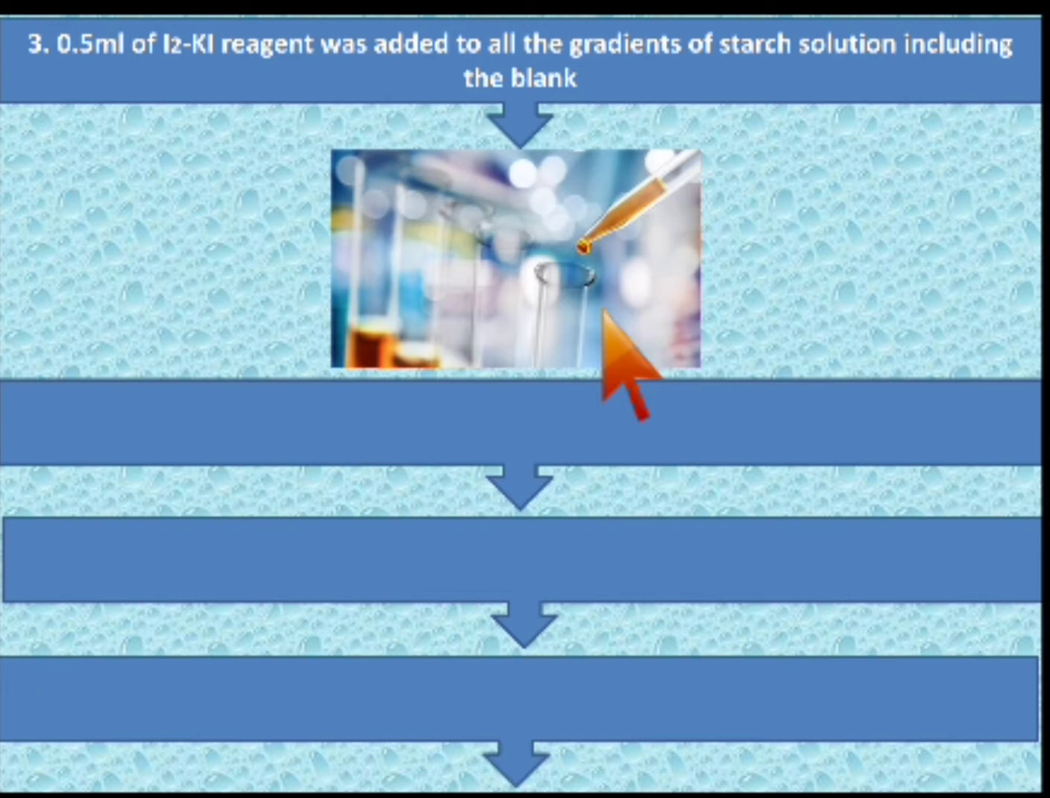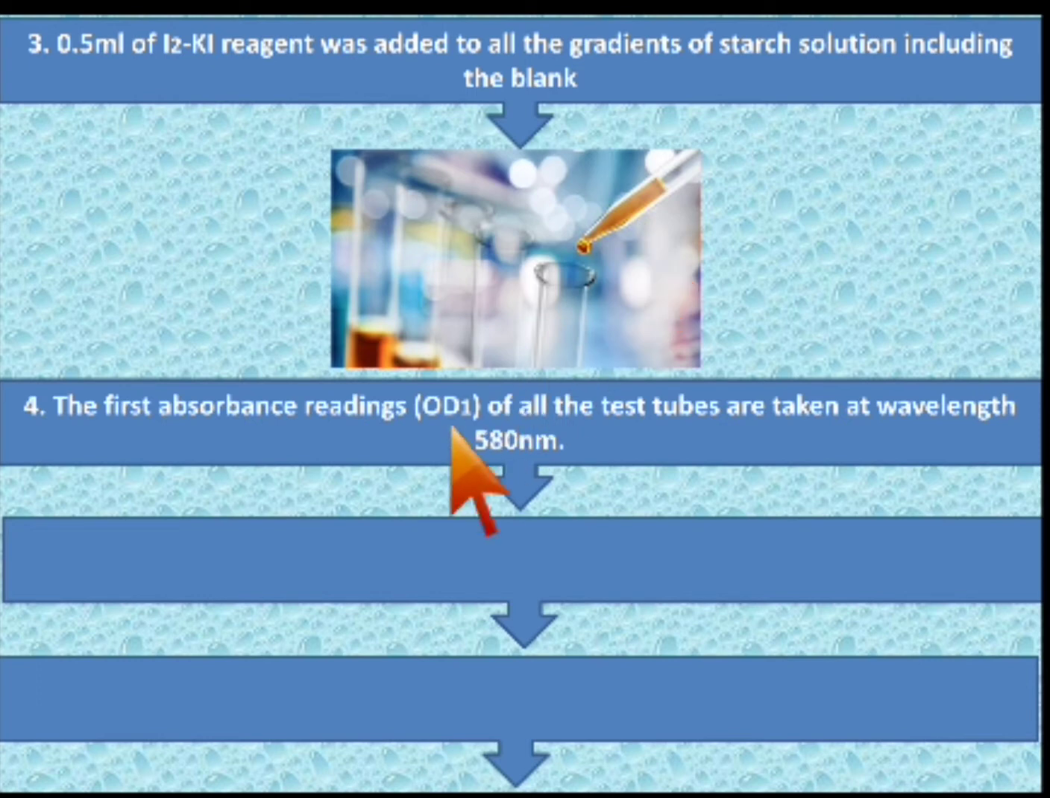Then after adding the I2KI reagent, we are going to take the absorbance reading, so that we will know the concentration of starch in all these test tubes. You will take the first absorbance reading of all the test tubes at 580 nanometer in a colorimeter.